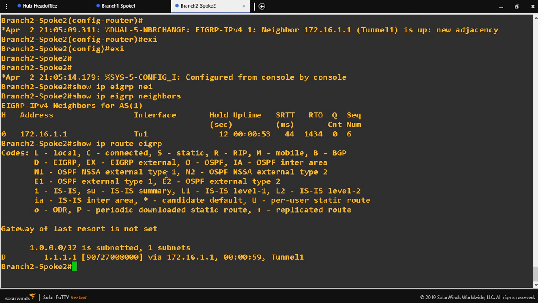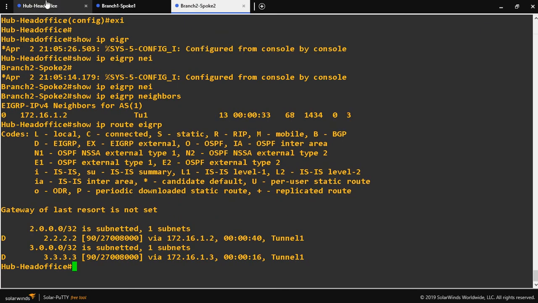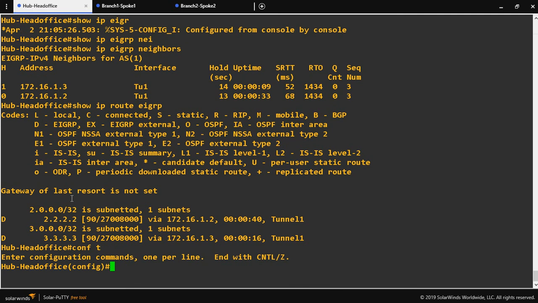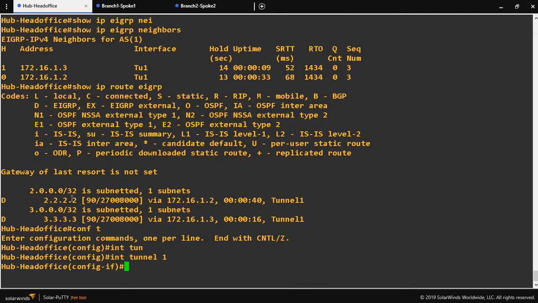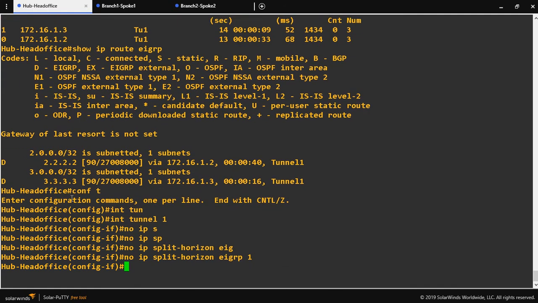Why? Because EIGRP comes under distance vector routing protocols, so there is a split horizon issue. Just go to the hub router's tunnel 1 interface and remove the split horizon. Only then can the branch 1 router learn the loopback network of branch 2, and vice versa, branch 2 can learn the loopback network of branch 1. So go to the hub router, go to that particular tunnel interface, and give no ip split-horizon eigrp, AS number 1, exit.